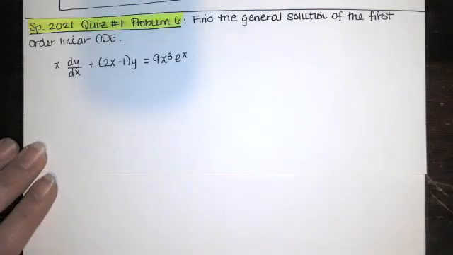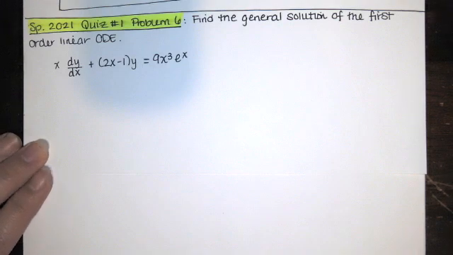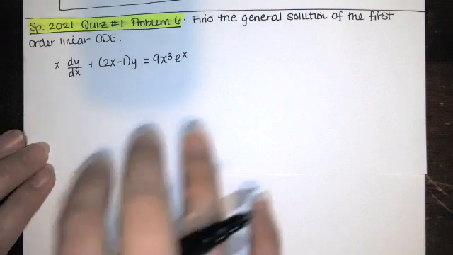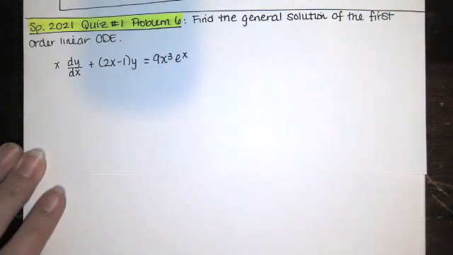In this video, we solve problem number 6 from quiz number 1 from the spring 2021 semester. This is from the elementary differential equations class, that's Math 2613 at Tulsa Community College. We're asked to find the general solution of the first order differential equation, and we have this right here.